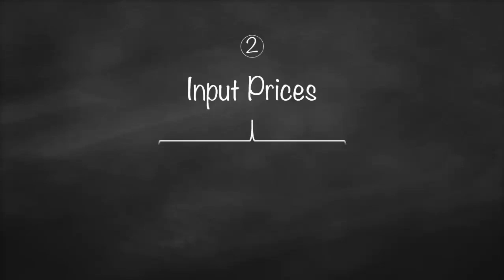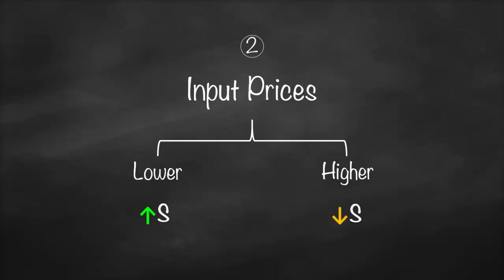Another factor that will shift the supply curve is input prices, which is the cost of production. So either we have a lower cost of production or a higher cost of production. Lower cost of production means that we will have higher supply, because now we have a motive to produce more since our cost of production or input prices is lower. If we have higher input prices or higher cost of production, it would result in lower supply.